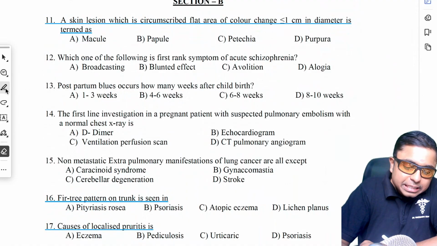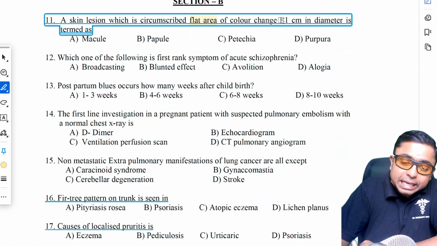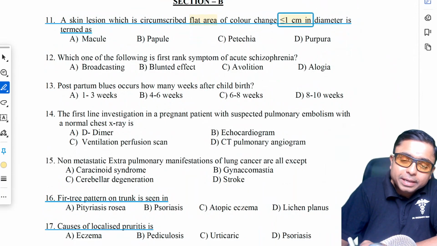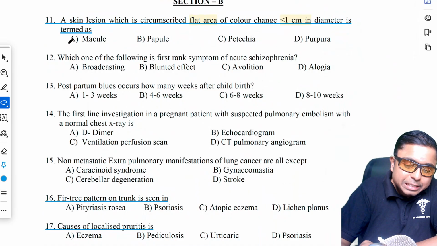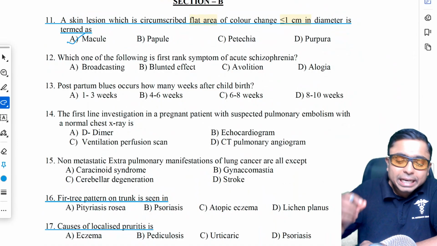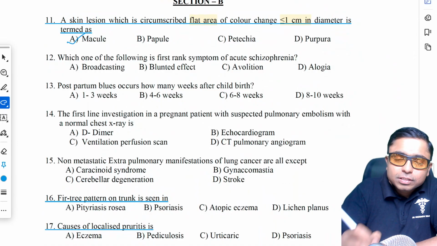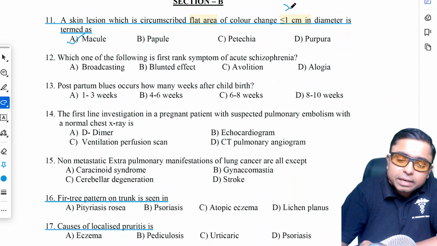Skin lesion which is circumscribed flat area of the color change which is less than 1 centimeter in diameter. What is it called as? If you have thought of the answer as macule, you are absolutely correct. So in the question, if it was changed to more than 1 centimeter, then the answer will be patch.